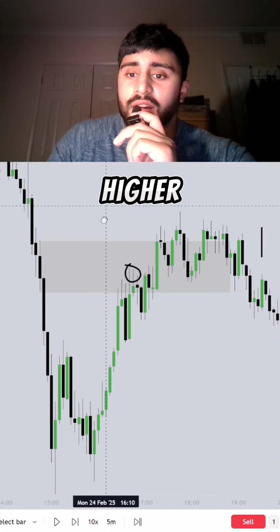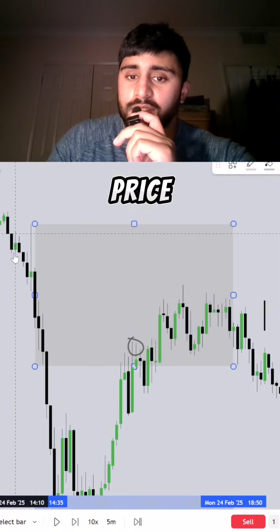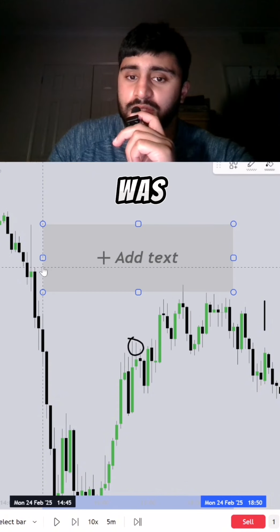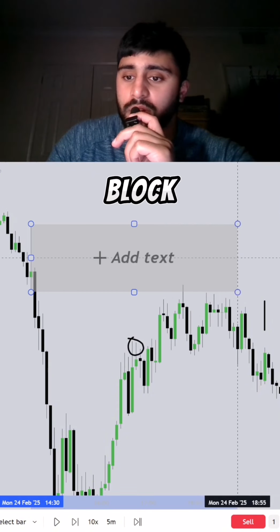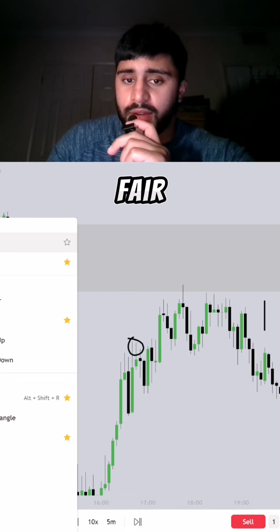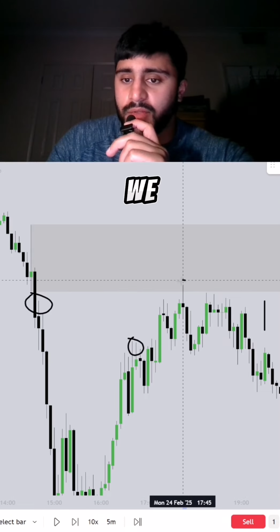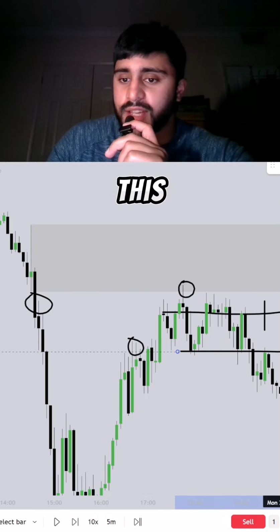Now from here, we're going to head higher and go to this fair value gap, right? So we saw price give a nice wick over here, and this was the fair value gap, right? Notice how this is the order block, because the order block is just before the fair value gap. So this is the fair value gap here, and we have a very, very clean rejection from this area.